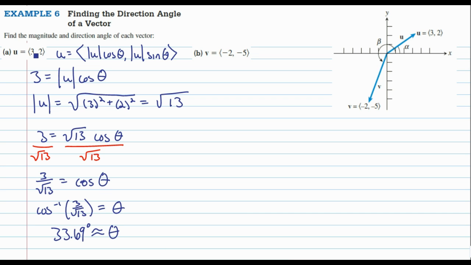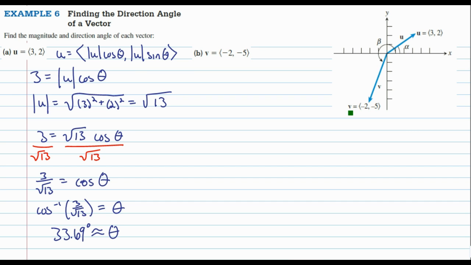Since both the x coordinate and the y coordinate of vector u are positive, the vector would be in quadrant 1, and I don't have to worry about theta being a reference angle, or what quadrant it's supposed to land in, or the range of the inverse cosine. The answer is 33.69 degrees for theta, which makes sense from the picture over here.